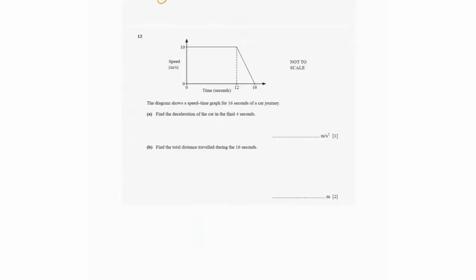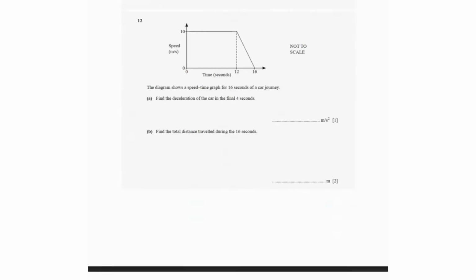We've already talked about the speed time graph. I told you for the acceleration or deceleration, you find the slope, and for the total distance, you find the area under the graph. So we have done that.